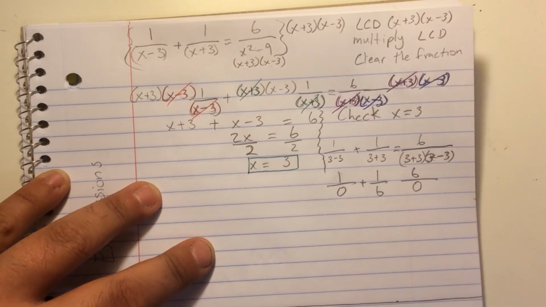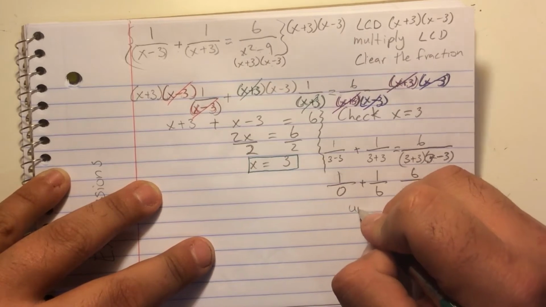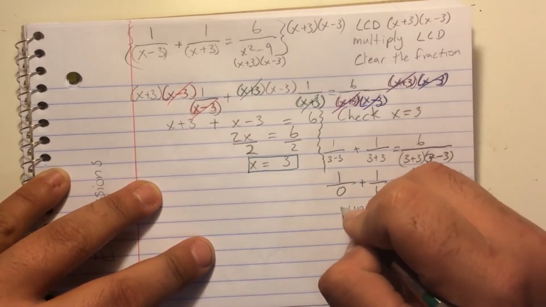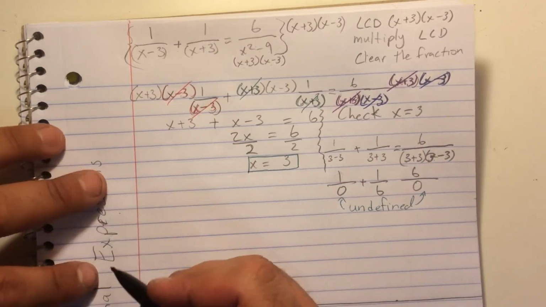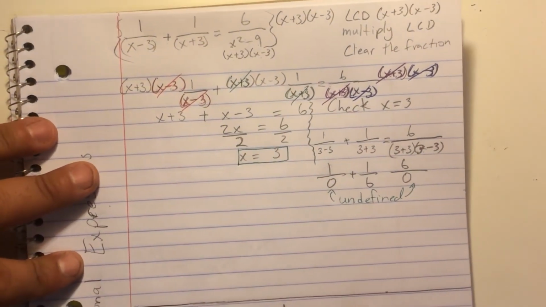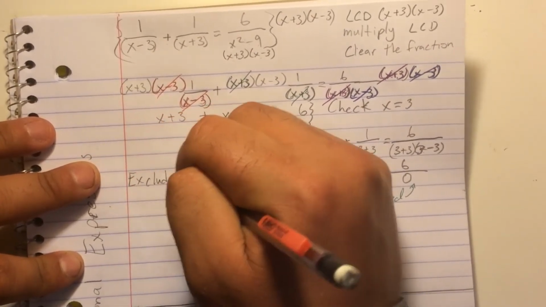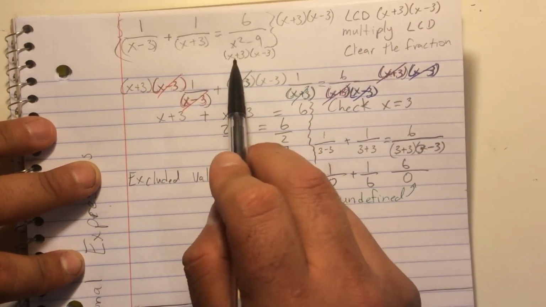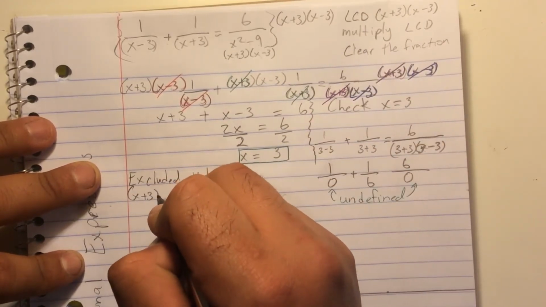And then we already see a problem. What's the problem here? We see that these here are actually undefined. So this cannot work because it's undefined. But you know what? Let's also check our excluded values to make sure we don't get something like that as well. So if we were to look for our excluded values, they would be these two here, our lowest common denominator. So we'd have our x plus 3.